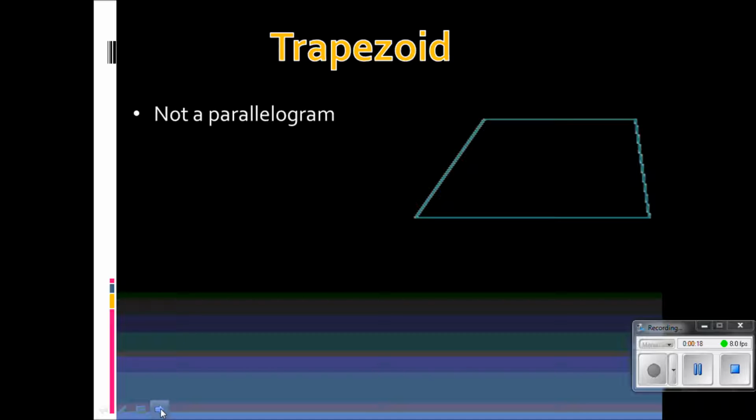The first one I want to clarify is that it is not a parallelogram. The other special quadrilaterals that we looked at, the square, the rectangle, and the rhombus, are all parallelograms. The trapezoid only has one pair of parallel sides, where the other quadrilaterals that we looked at had two pairs of parallel sides. So I just want to clarify that first.